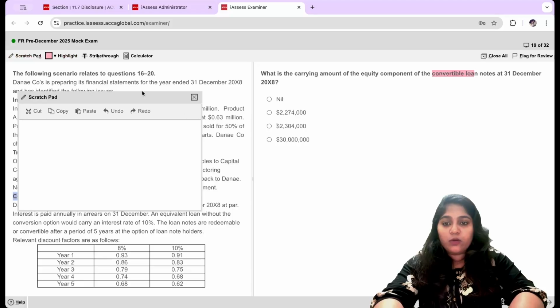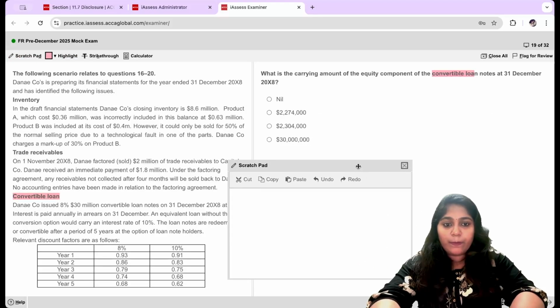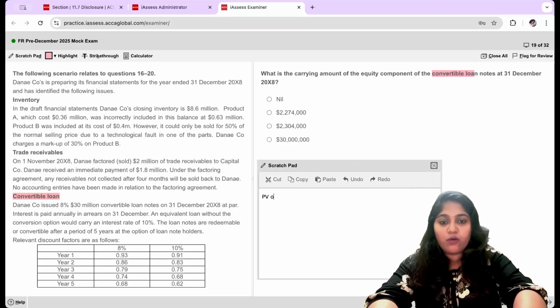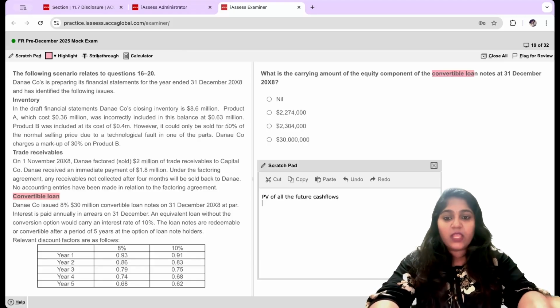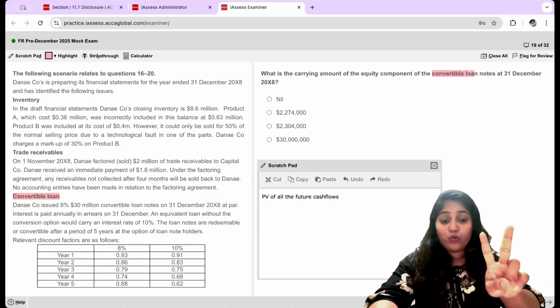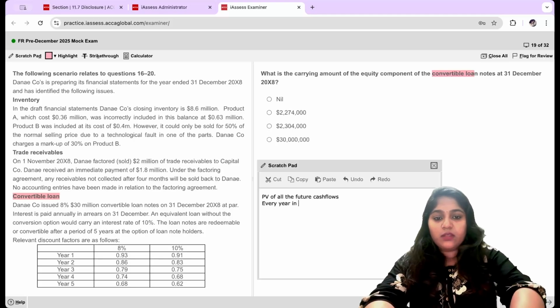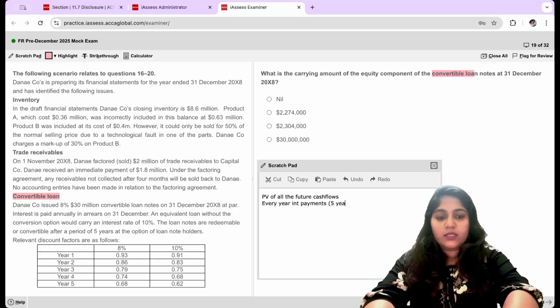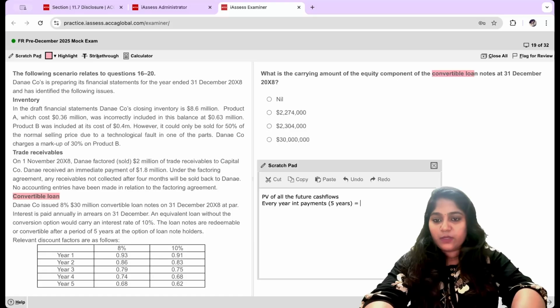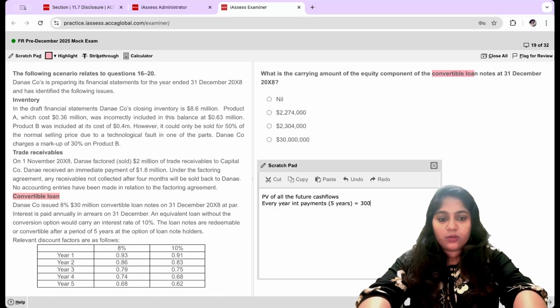The debt component of convertible loan notes is nothing but the PV, that is, the present value of all the future cash flows associated with these loan notes. In this I can expect 2 cash flows. One, every year interest payments, for how many years? For 5 good years. That will be of how much, guys? 30 million is your par value.